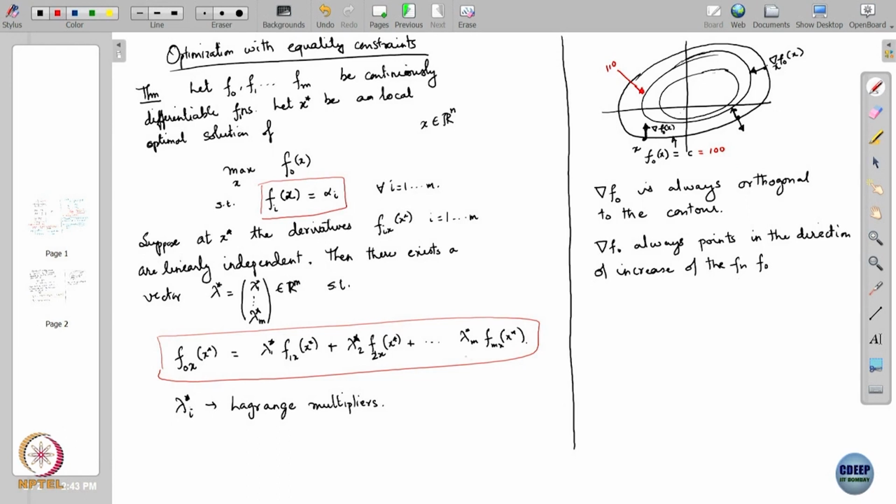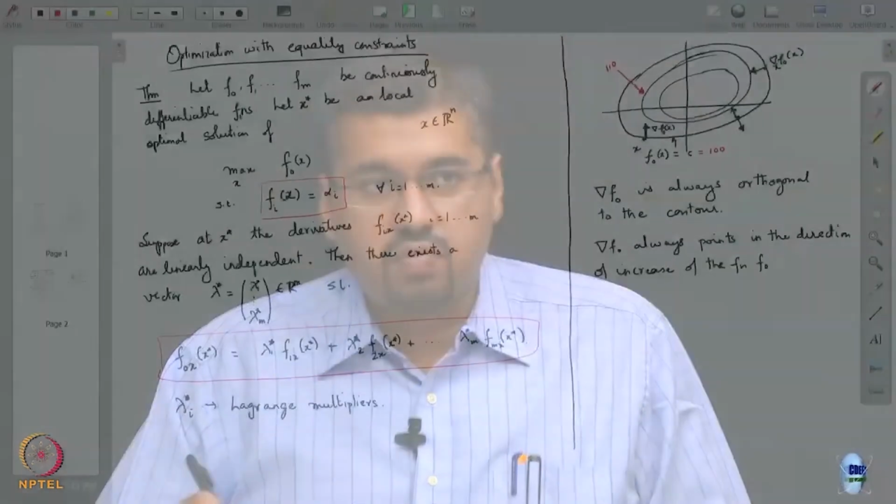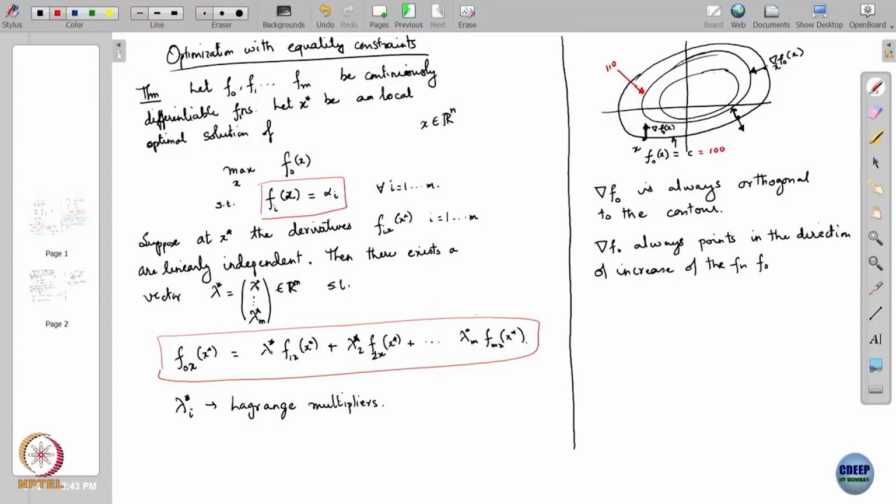Okay. So, now let us come back to this boxed condition. What is this condition saying? It is saying that if you take the derivative of the function f0, it is a linear combination of the derivatives of the constraints. So, what would that mean? That means the direction in which f0 was increasing at x star, that is the direction of the gradient, is itself a linear combination of the directions of the gradients of the constraints.